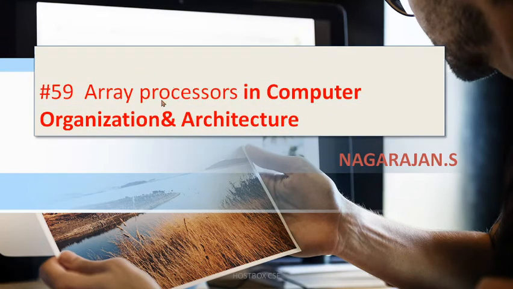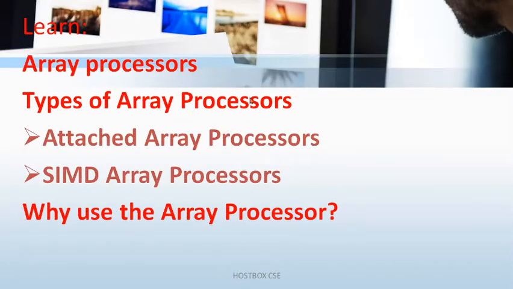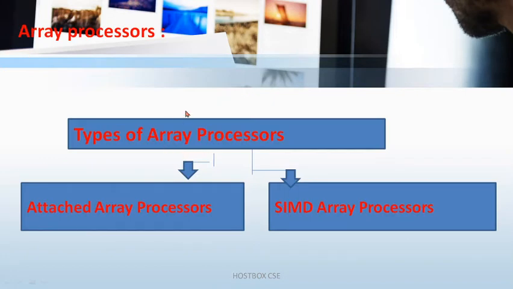Today we are going to continue the topic called array processors in computer organization and architecture. It's a small topic and very important. There are two types of array processors we have to get an idea about: the attached array processor and the SIMD array processor. We will look at them with examples.